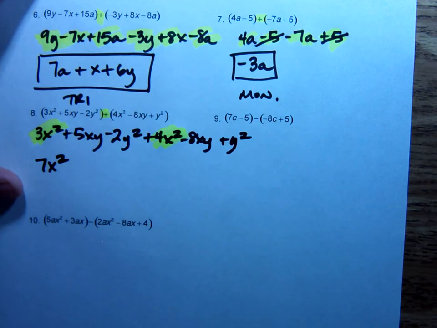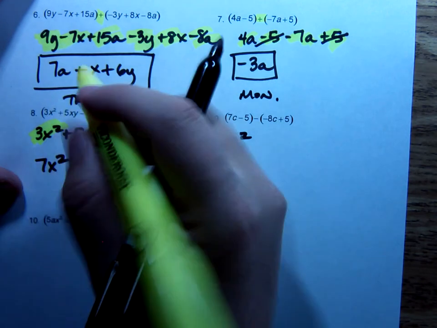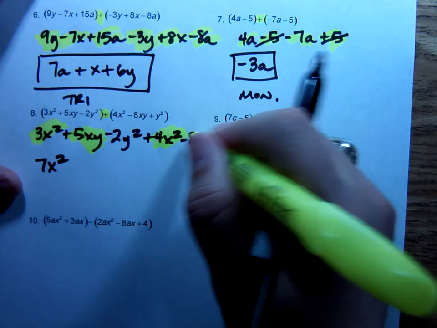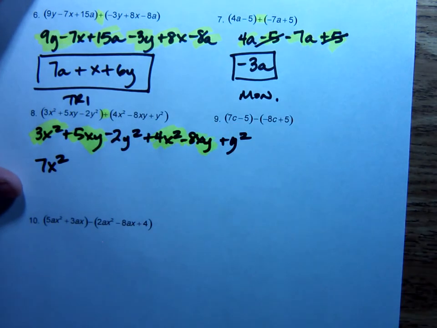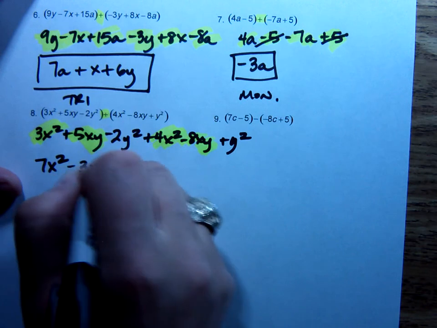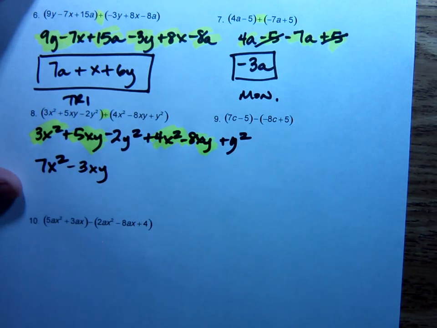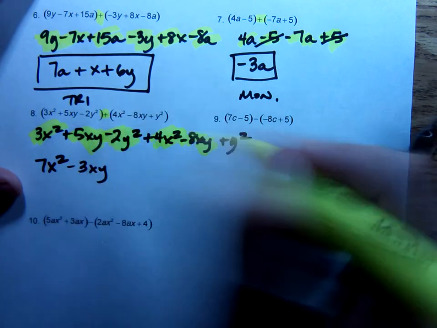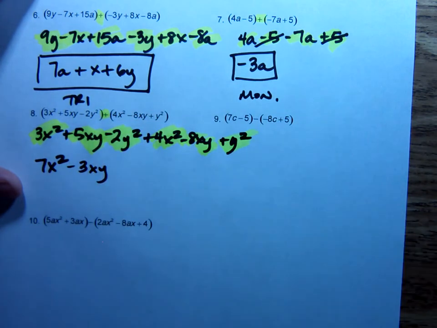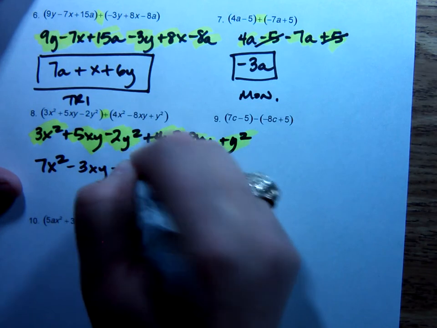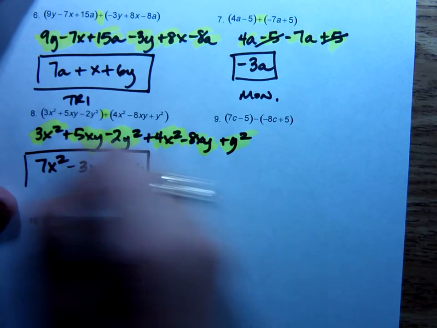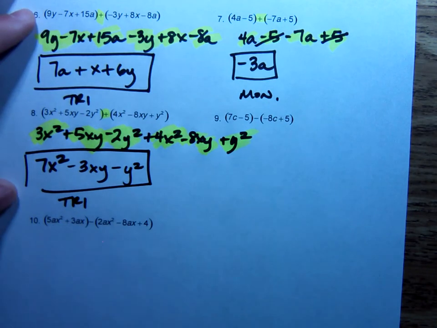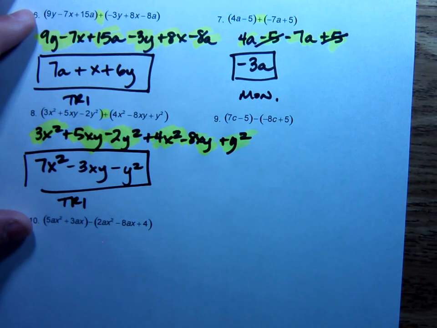My next degreed x value would be this 1x right here, which is xy. So 5xy minus 8xy is negative 3xy. And then my highest degree y value, negative 2y squared plus y squared gives me negative y squared. I've simplified, but I cannot go any further. What kind of term? Trinomial.